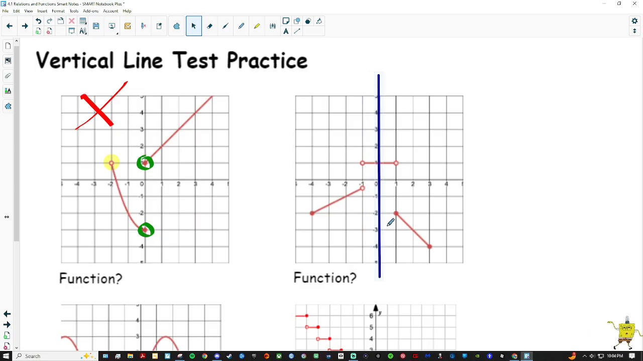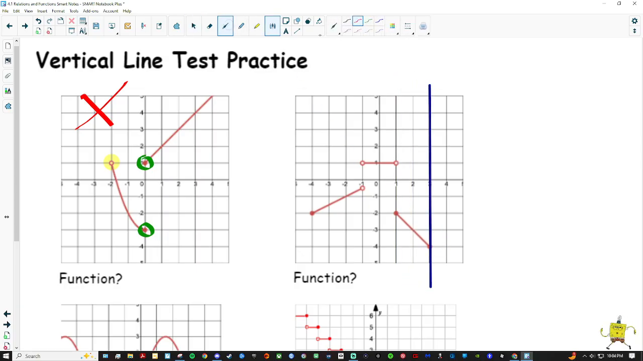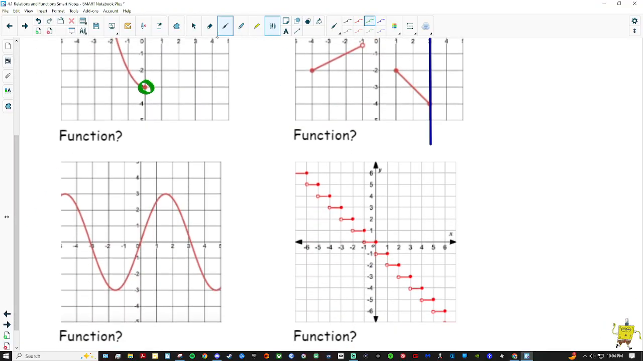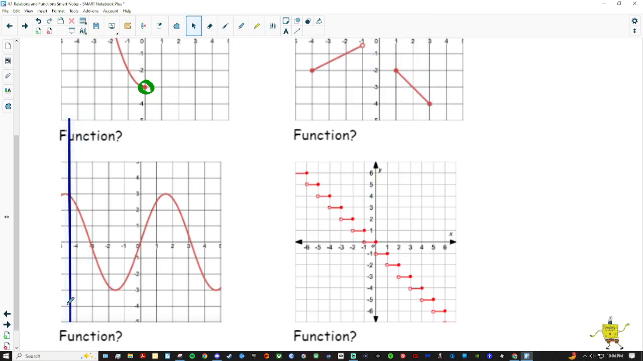I keep going over, and boom. It looks like I'm hitting twice, but I'm not. The top point is a hole. That does not count as a hit. This does not count. But the bottom one is a solid point. It does count. That's only 1 hit. Keep going over, keep going over. I only ever hit the graph once, so this is a function. Okay, look at our last 2. No matter where I put my line, I'm only ever hitting my graph once, so that is a function.